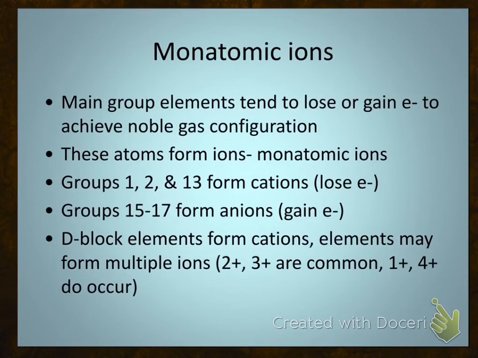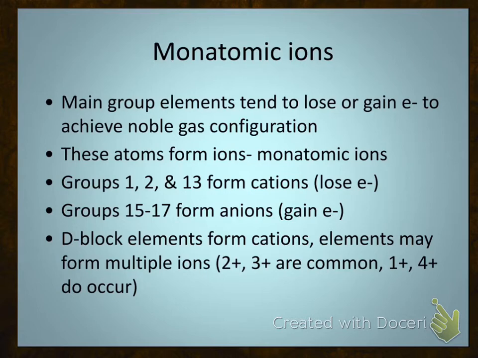All right, we're going to start off talking about simple monatomic ions. You know that mono means one, and monatomic ions are ions that are made from, well, a single atom. The main group elements, of course that's the S and the P block, tend to lose or gain electrons to achieve a noble gas configuration. You already know that.